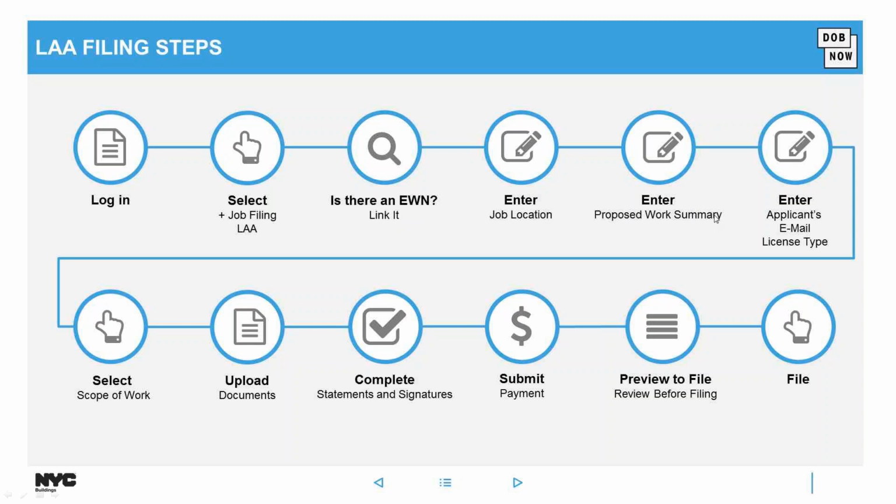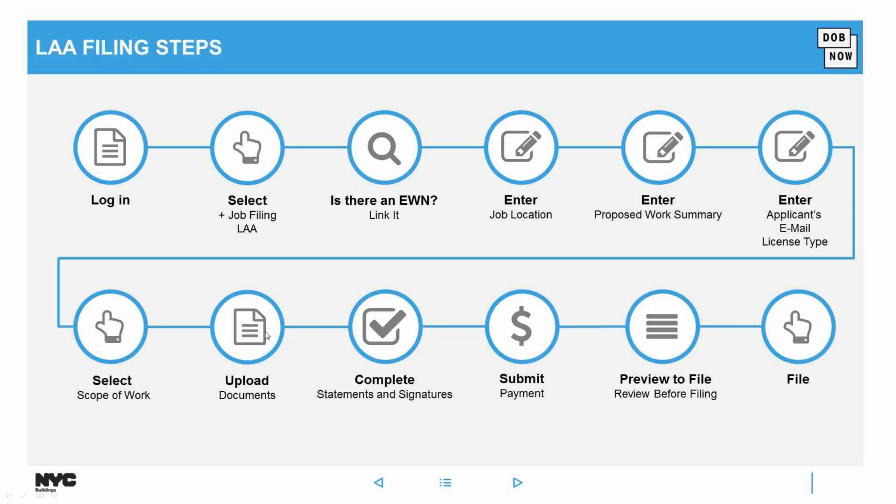The job location, proposed work summary, and applicant's email all need to be entered into the LAA filing. If there's a filing rep or the owner, those can be entered as well. There's also additional information for fee assessment and asbestos abatement compliance, and then the next step would be to select the scope of work for that LAA filing.